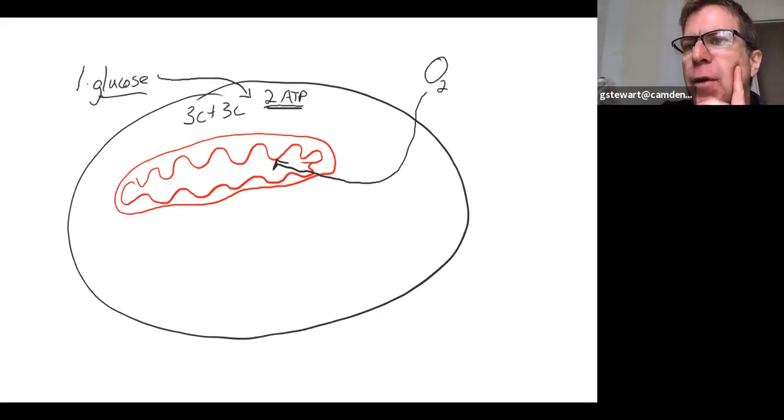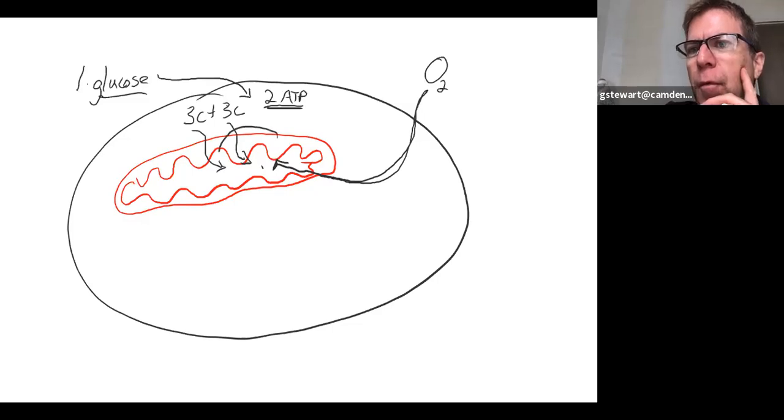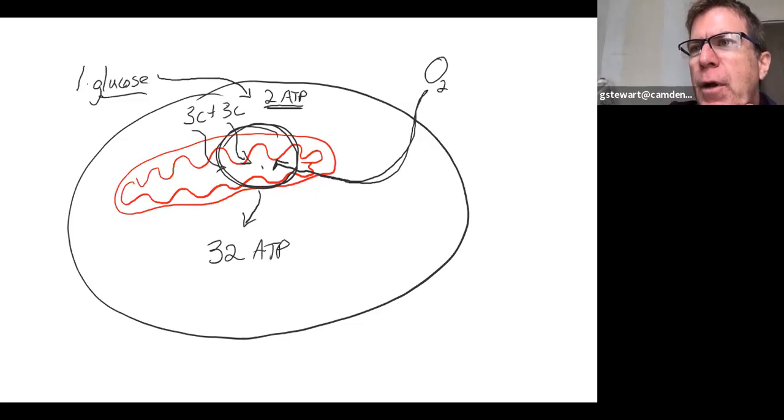But if we have oxygen present, then the products of this go into the mitochondria as well. And through a process called the citric acid cycle and the electron transport chain, I'm not going to go into those details, that's crazy complicated. What we get is 32 ATP molecules. So you can see what boost oxygen gives to the energy producing system.